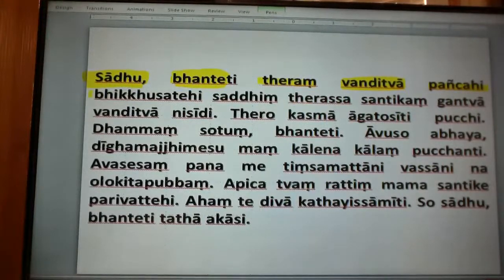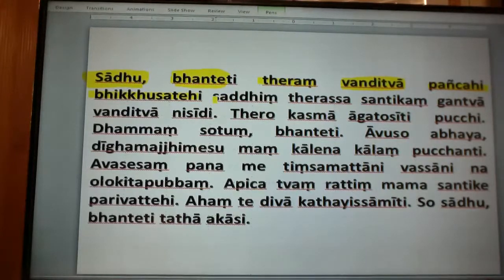Panchahi Bhikkhu Satehi. Pancha means five, Bhikkhu means a monk, Sata is one hundred. So Panchahi Bhikkhu Satehi means five hundred monks. In Pali counting it is like this: Pancha five, Sata one hundred, so five multiplied by one hundred is five hundred. So he went to the teacher with five hundred monks.